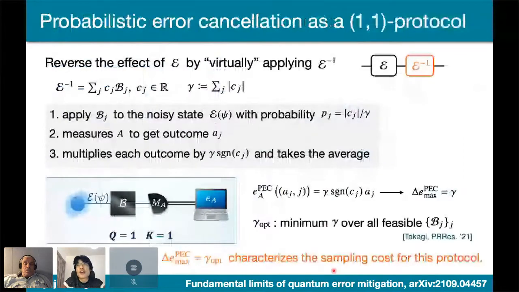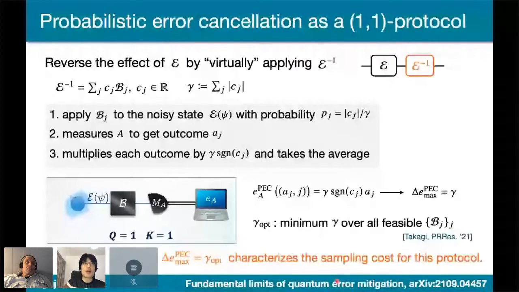Another way of using this is going back to my initial question: how do we see that some protocol is optimal? We can demonstrate that using the probabilistic error cancellation method, which is an example of a 1-1 error mitigation protocol.